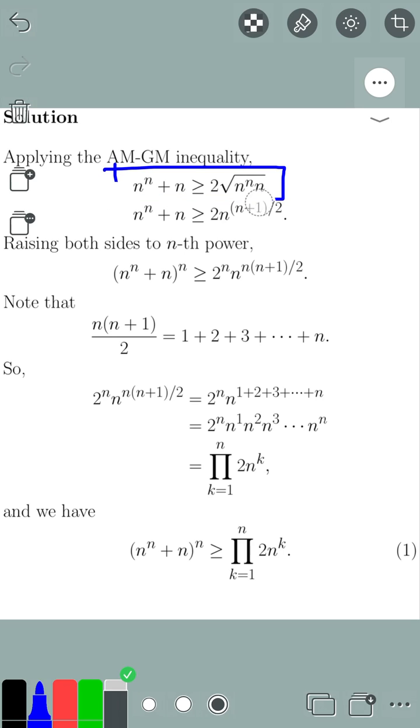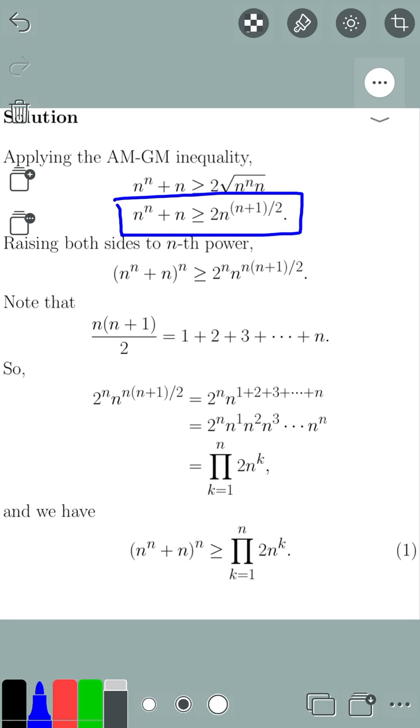And n to the nth times n is simply n to the power of n plus 1, and then you take the square root. So that is n to the power of n plus 1 over 2. So n to the nth power plus n is larger than or equal to 2 times n to the power of n plus 1 over 2. This is straightforward from the arithmetic mean, geometric mean inequality.